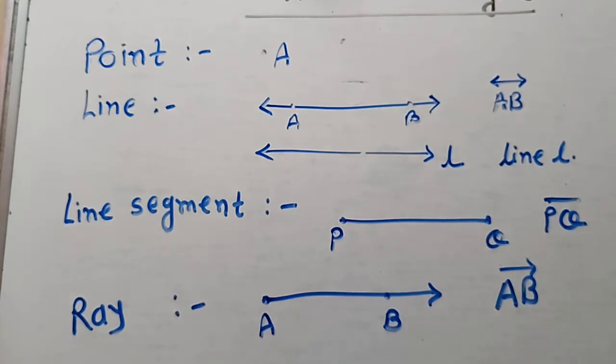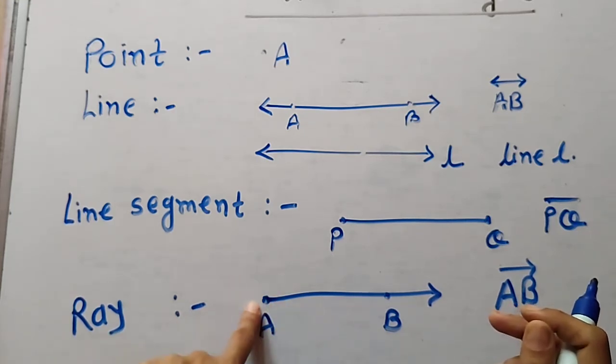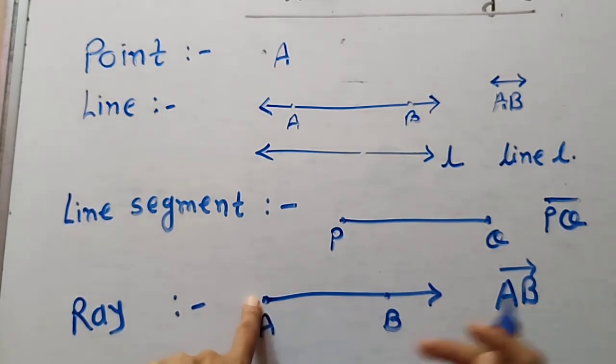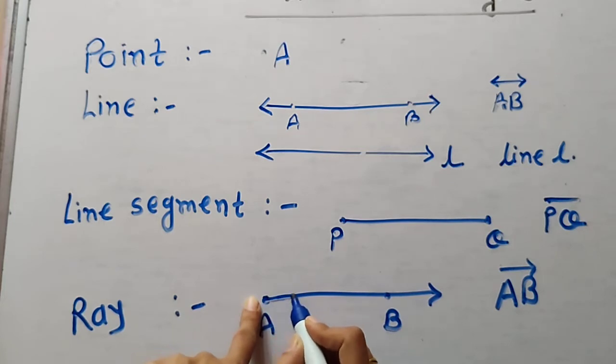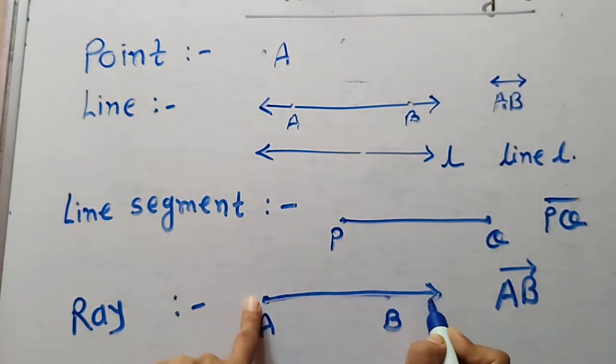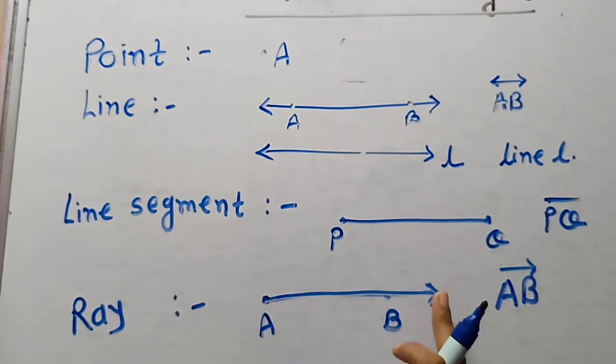The examples of rays are sunlight, the source of light, or a torch, and the rays go endlessly in one direction. So this type of line is called a ray. It is a part of a line. It has one starting point, but the other side goes endlessly.